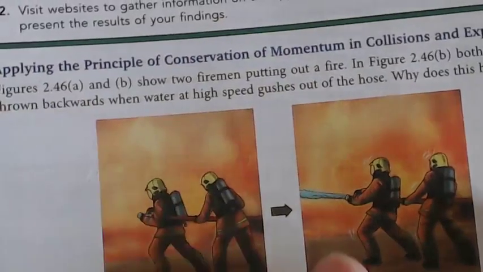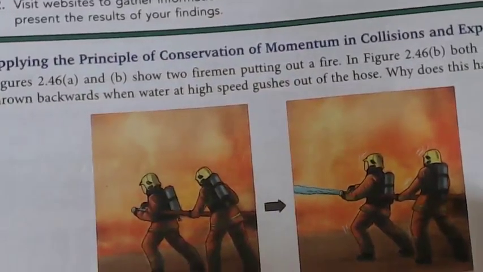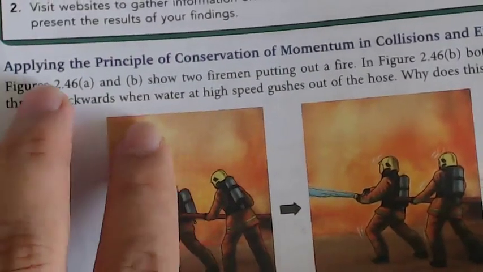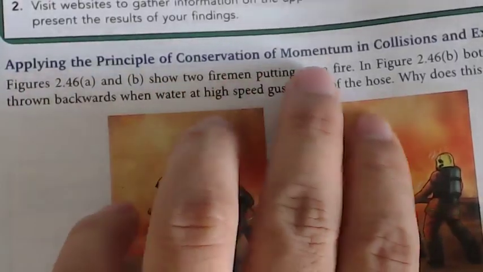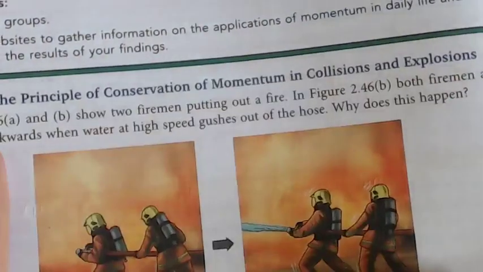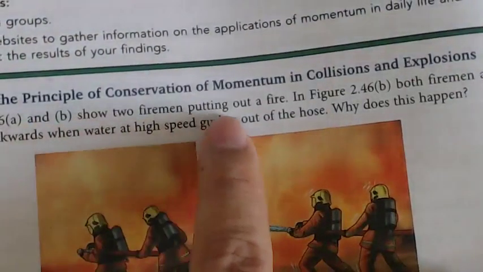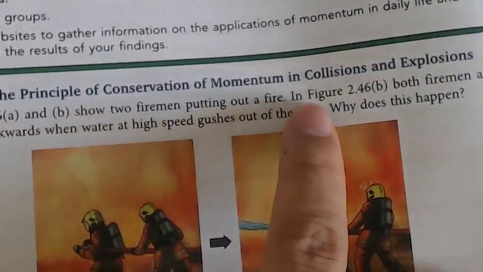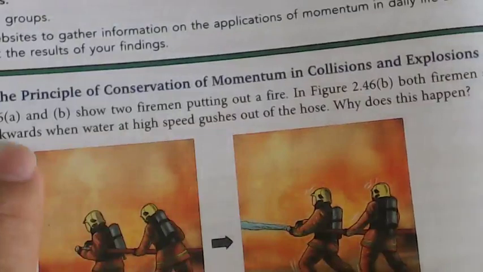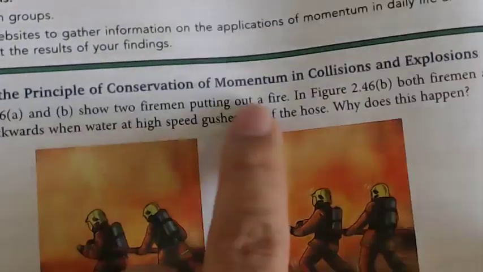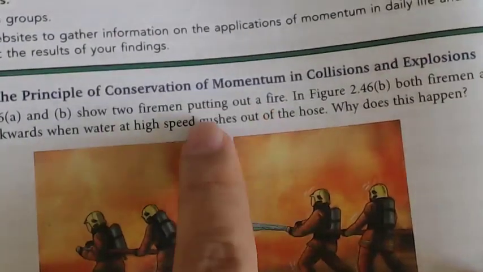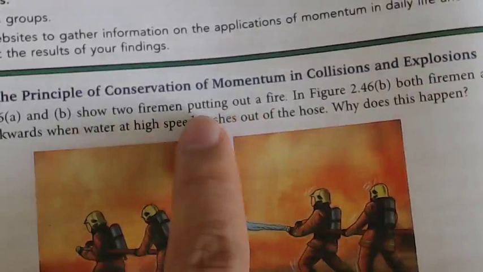You got a big door to see the whole world, that is Google search. Applying the principle of conservation of momentum in collision and explosion. The figure shows two firemen putting out a fire. In the figure, both firemen are thrown backward. Oh, so this is how they use the English. Fireman putting out a fire. How do we say it? Fireman erase the fire.